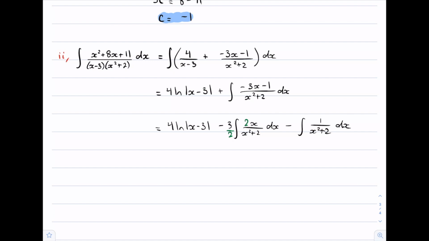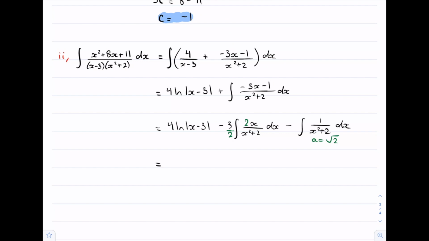For my second integral, this one looks like a tan inverse, where in this case our a is going to be the square root of 2. So I might just write that under here. a looks like it's going to be the square root of 2, because I can write 2 as the square root of 2 squared.